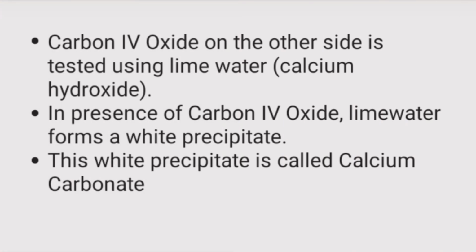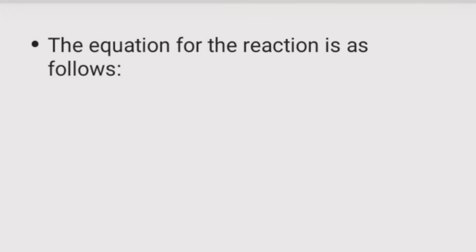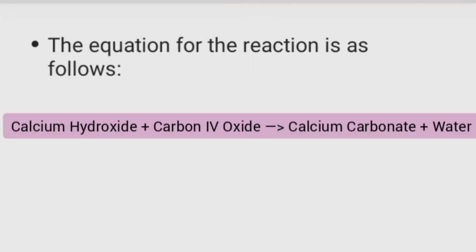Carbon dioxide on the other side is tested using lime water or calcium hydroxide. In presence of carbon dioxide, lime water forms a white precipitate. This white precipitate is called calcium carbonate. The reaction for the formation of calcium carbonate is as follows. Calcium hydroxide reacts with carbon dioxide, forming calcium carbonate and water.